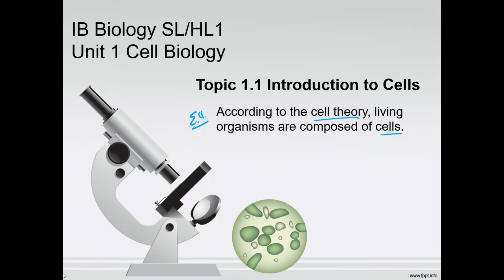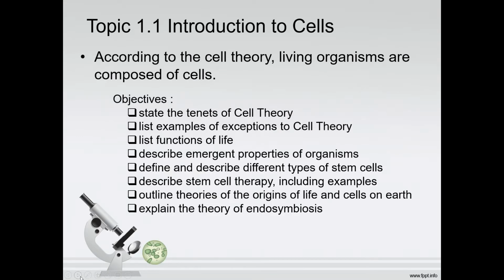Good. All right. So before we get going too far, I do want us to think about the objectives. What even do we want to learn in today's lesson? So we're going to be able to state the tenets of cell theory. There are three. You need to memorize them. We're going to list examples of exceptions to cell theory. There are three of those that we're going to talk about. There are more than three. We're going to talk about three.